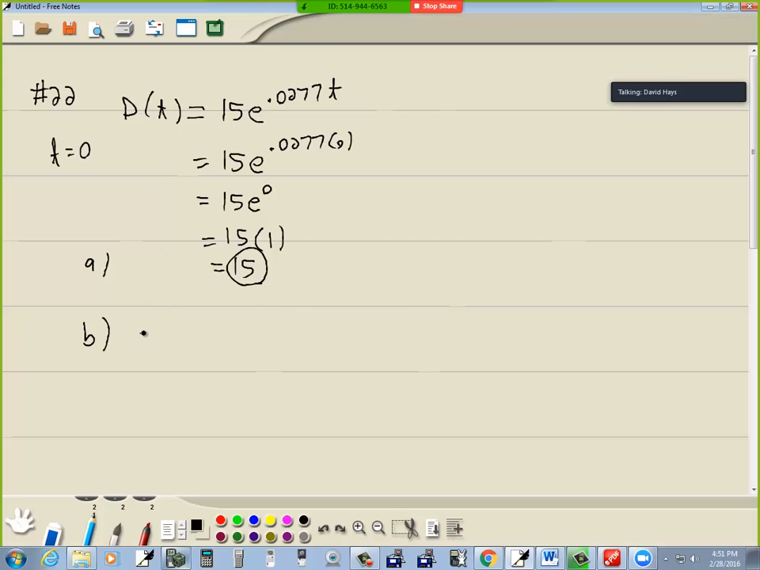So they're telling us to plug 30 in for the diameter, and then I got 15 e to the 0.0277t. Now this is again an exponential equation, so our first step is to get the part with the variable in the exponent by itself. Can't have any numbers in front of it or after it. So we'll divide both sides by 15. We got 30 divided by 15 equals e to the 0.0277t. 30 divided by 15 is 2.